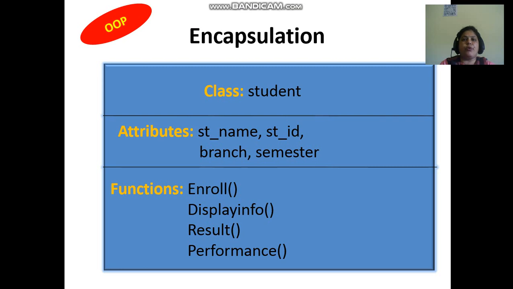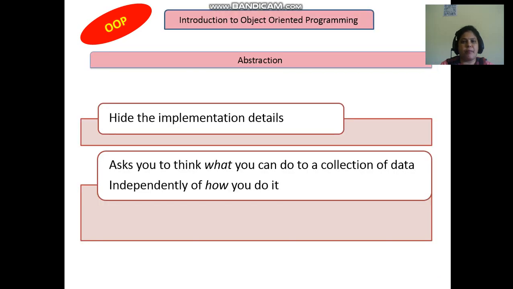Next is how you represent an encapsulation. Encapsulation forms a unit, that is a class, having attributes and functions combined into a single unit. As for example, you are having a student as a class having its own data attributes and certain functions.